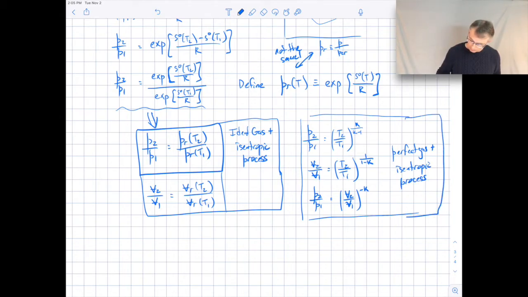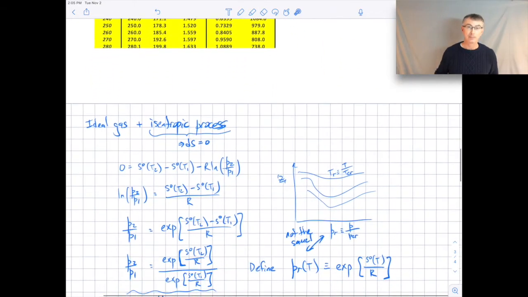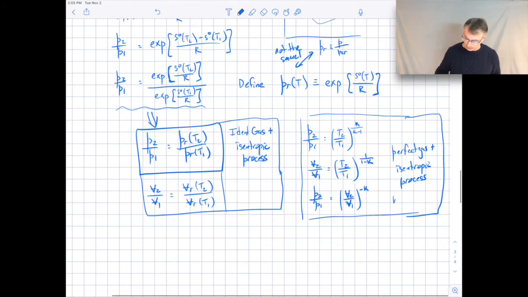I'm not going through the full derivation of that, but what it is is just taking these expressions, setting delta S equal to 0, and then doing a little bit of rearranging. And that's how you end up with these. The K's here, by the way, are the specific heat ratio. So K is defined as Cp over Cv. It's called the specific heat ratio. The specific heat ratio for air, for example, is pretty close to 1.4. That's a good number to remember. So that's what these K's are in this expression.